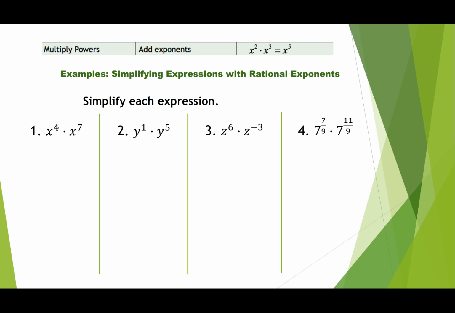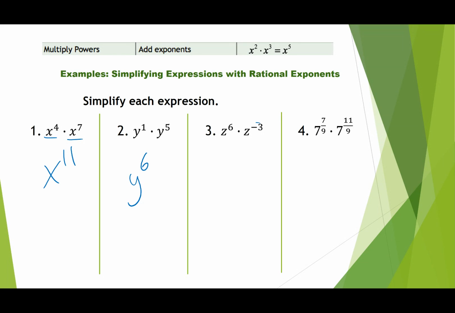So let's give it a go. I have here x to the 4th times x to the 7th. So I'm taking 4 x's and multiplying it with 7 x's. So that means I'm multiplying 11 x's altogether, right? Remember, you add those exponents. 1 y tied with 5 more means you're going to have 6 of them all multiplied together.